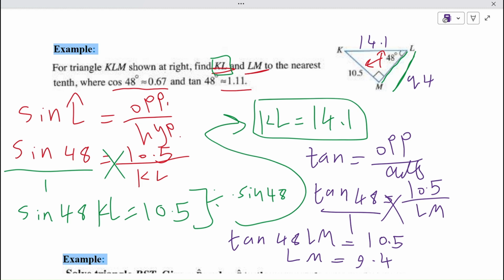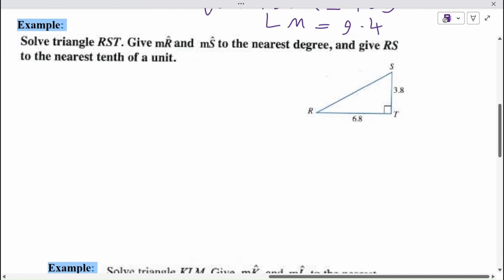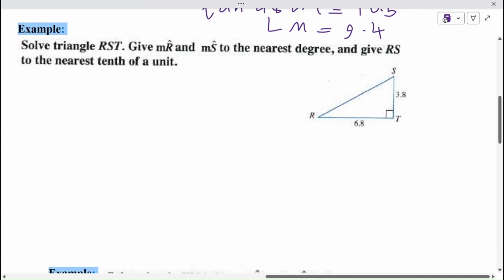Now, let's solve this kind of question. Here, solve the triangle RST. It means the right triangle. Give the angle of R and the angle of S to the nearest degree, and give RS to the nearest tenth of any unit. Guys, in this question, two sides are given, but we have no angle. It means this is the second case. In the second case, we have to use Pythagoras' law.